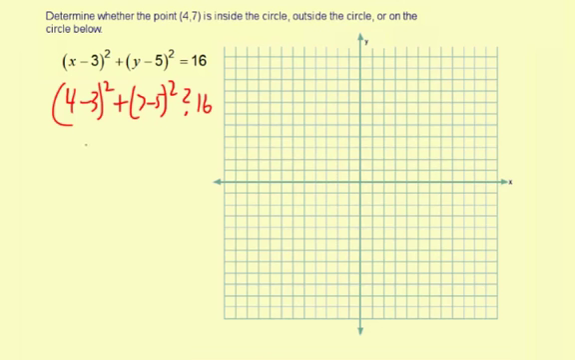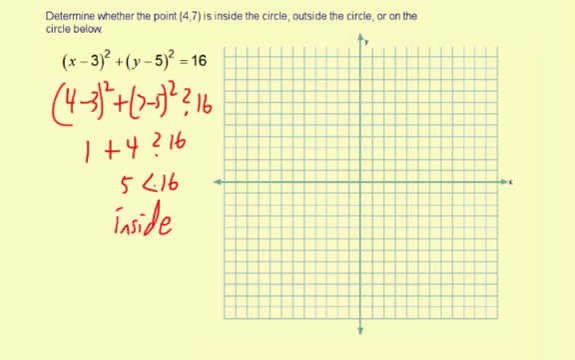4 minus 3 is 1, and 1 squared is 1, so it's just a 1 here. Plus 7 minus 5 is 2, 2 squared is 4, so it's going to be a 4. And then question mark 16. 1 plus 4 is 5. Now we know 5 is less than 16. What this means is that the point 4, 7 is inside the circle.